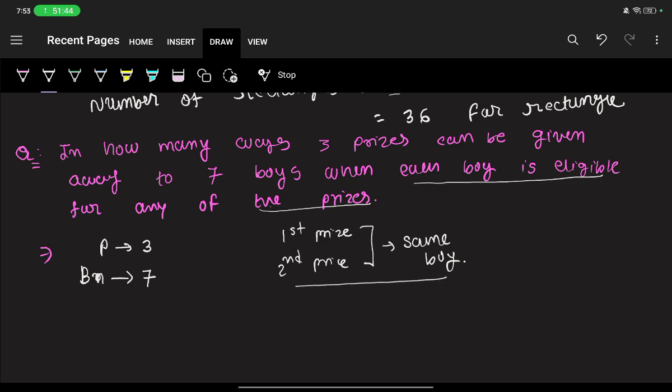The second way would be the first boy and then the second boy gets the same prize, right? So two prizes can be given to the same boy, but two boys cannot get the same prize, right? Yes, sir. Therefore, we must start with the prize, right? So each of the three prizes can be given away to any one of the seven boys in seven ways. Yes or no? Yes, sir.